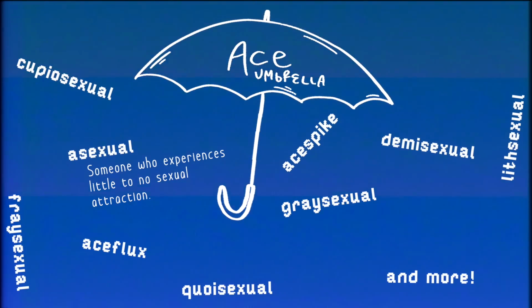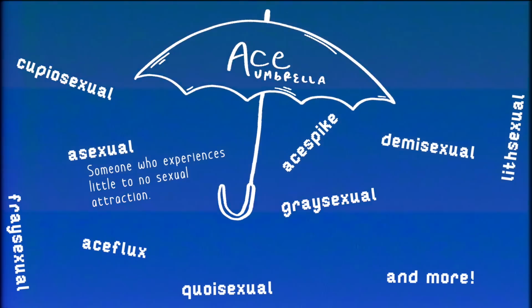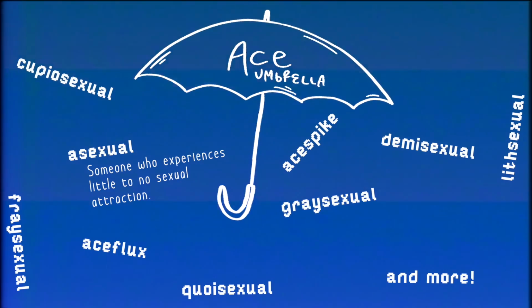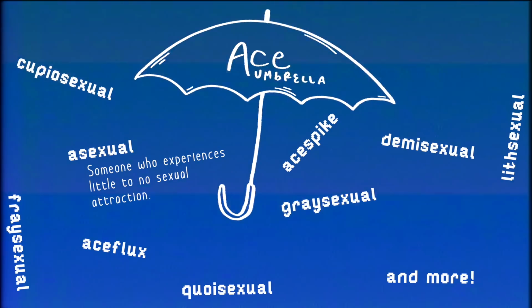As you saw earlier in this video, Echo used it to refer to herself, although she does experience some sexual attraction. Anyway, sorry, didn't mean to interrupt you. Just asexual is like not attracted to anyone at all. Someone who's gray asexual is on that spectrum.